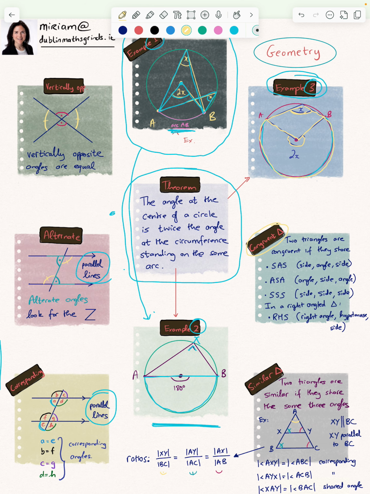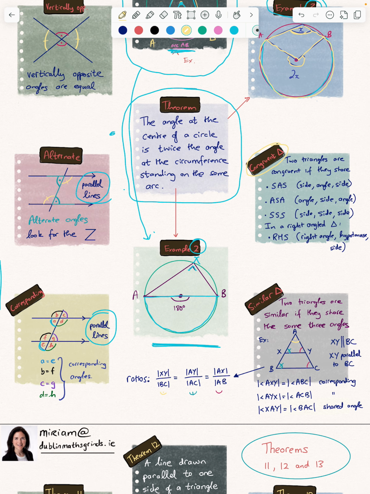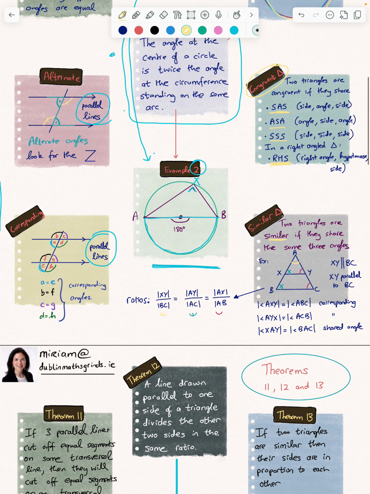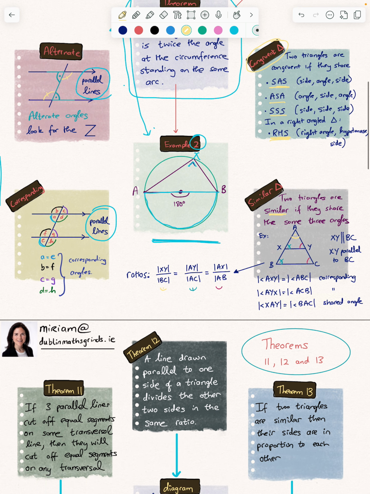Congruent triangles. Two triangles are congruent if they share side, angle, side; angle, side, angle; side, side, side; and for a right angle triangle, right angle, hypotenuse, and a side. If two triangles are congruent, they have the exact same shape and size. If two triangles are similar, they have the same three angles. So if they have the same three angles, they are similar. And watch out for a line drawn parallel to one side of a triangle. That gives you similar triangles because of the parallel lines: you've got corresponding angles, and then you've got a shared angle.